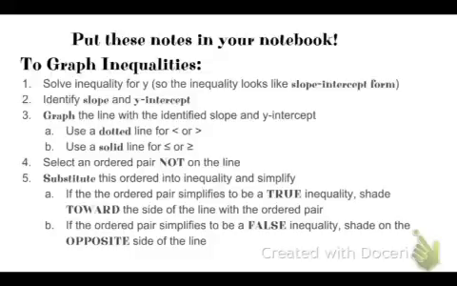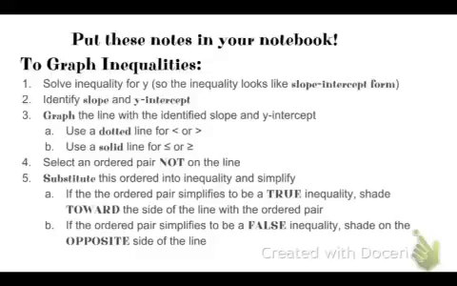Your third step is to graph the line using the identified slope and the y-intercept. When you're connecting the points, you'll use a dotted line if the inequality has a less than or greater than symbol, similar to an open circle if we were plotting on a number line. And you'll use a solid line for less than or equal to or greater than or equal to, similar to using a closed circle if we were plotting on a number line.